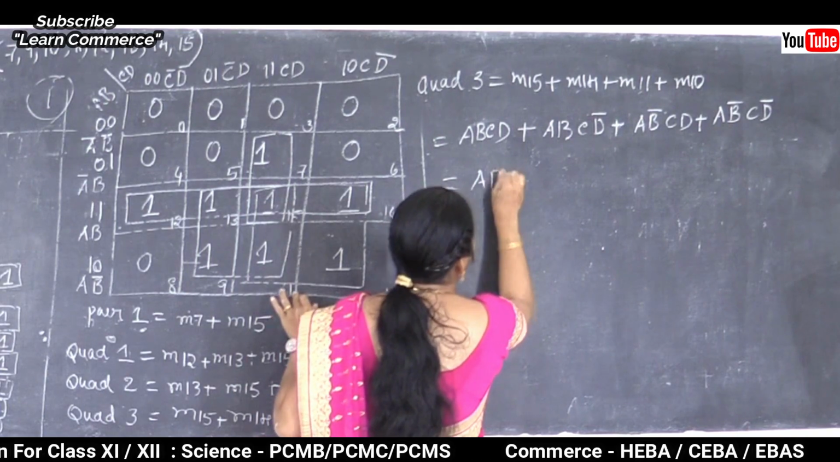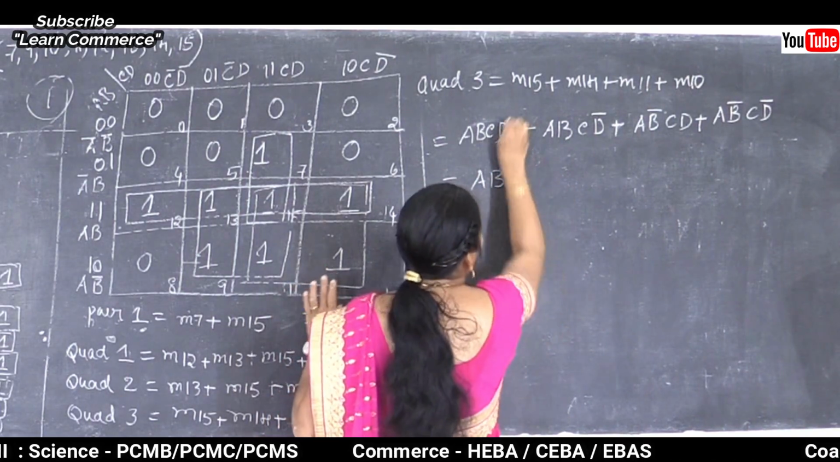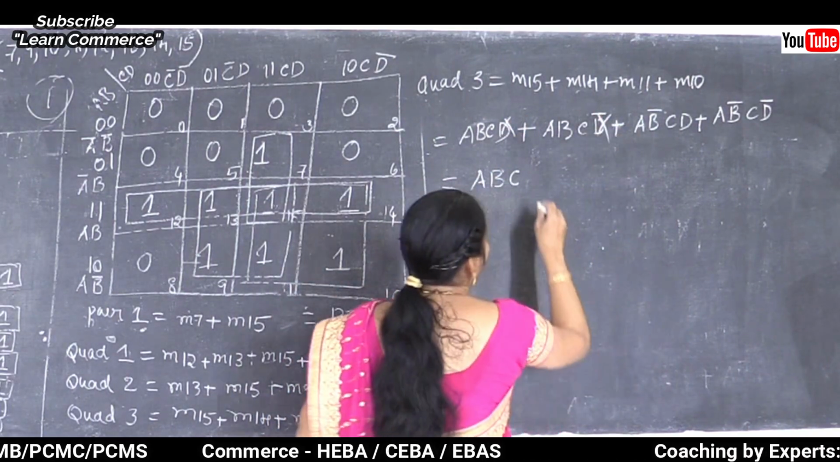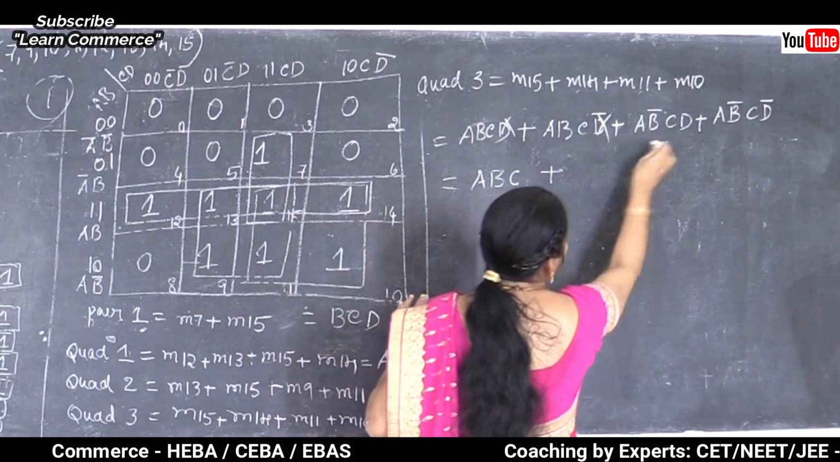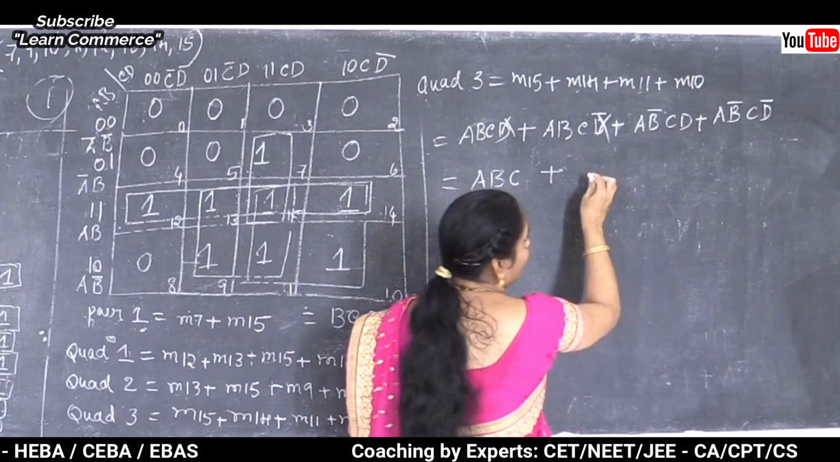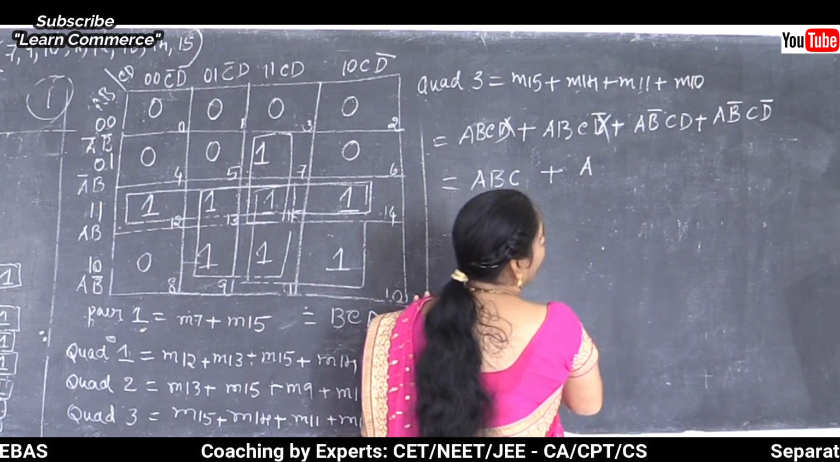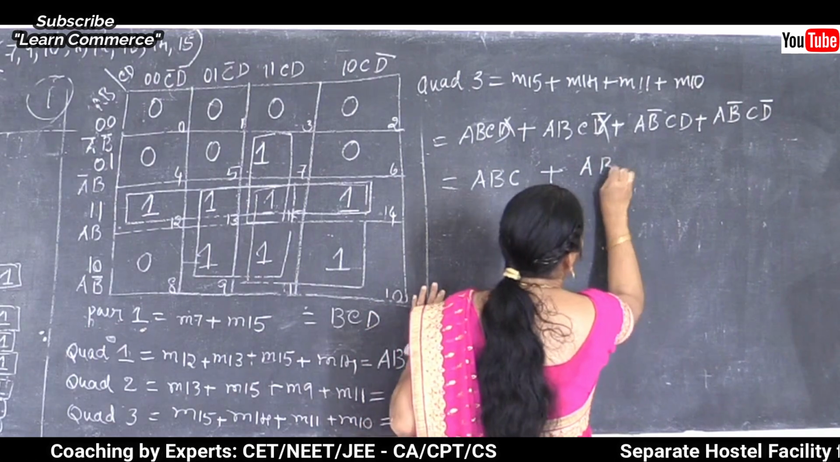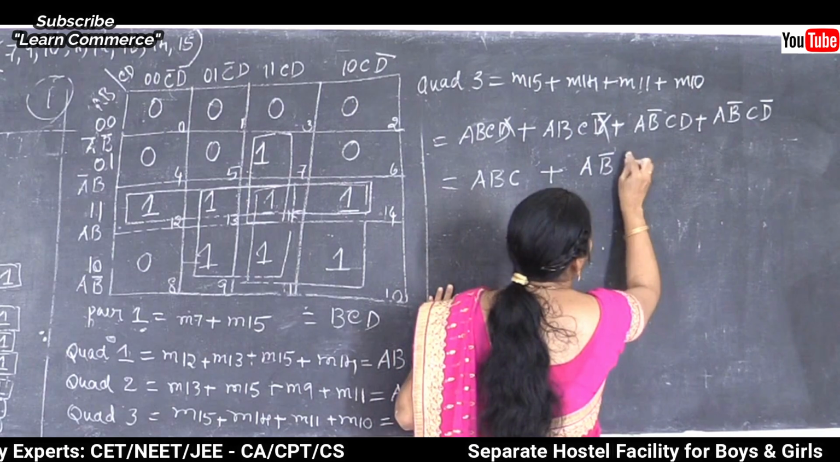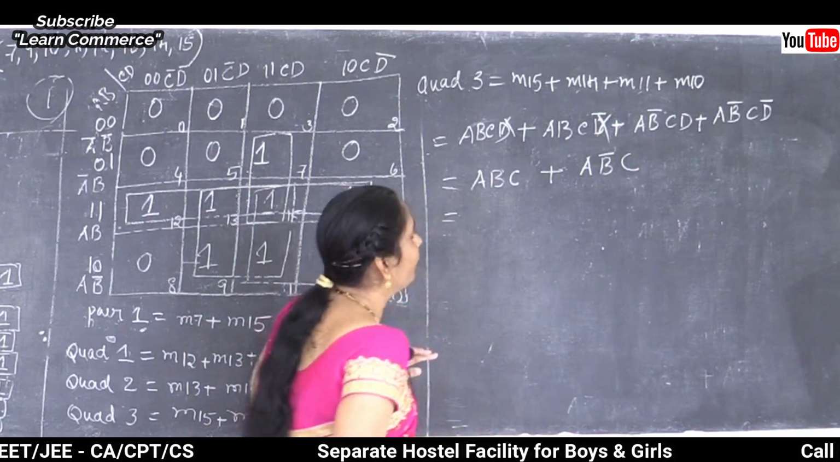So A, B, C, no problem. We need to remove complement D and D. Here also, the third and fourth expressions we need to compare. So A complement B, no changes, and C, there are no changes in the values.